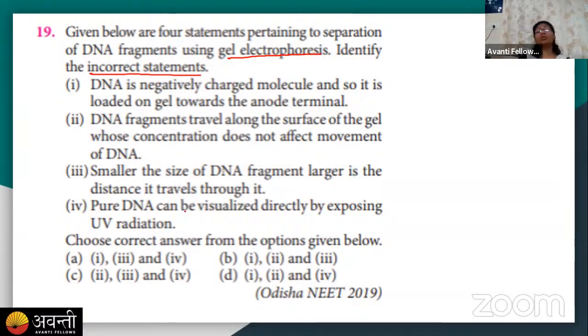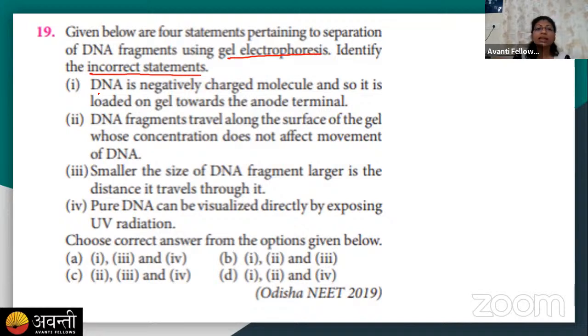So we all know the process of gel electrophoresis. Now you have to find out, out of these given four statements, how many statements are incorrect. So you can easily do that. So let's find it out fast. Okay, so let's read it once again, to see whether your answer is correct or not.